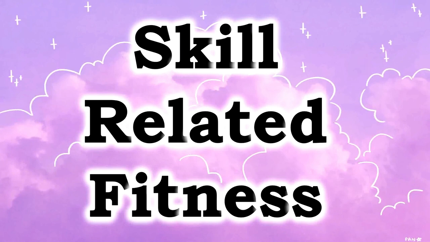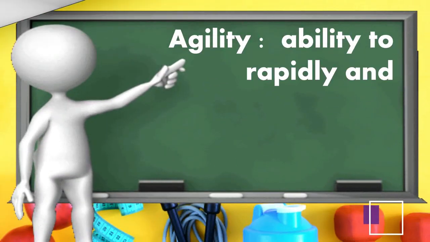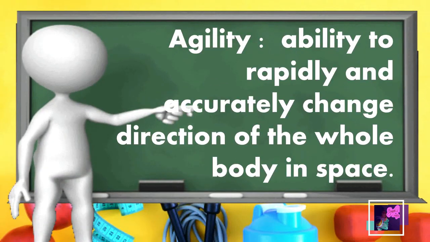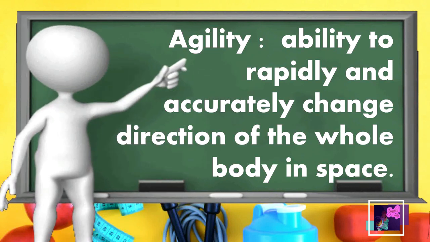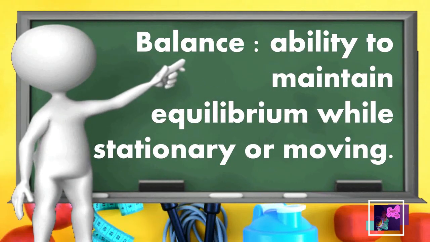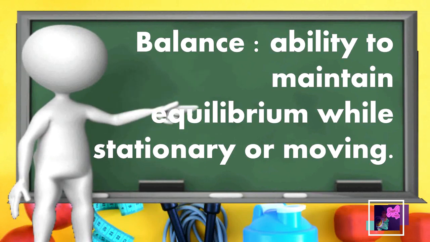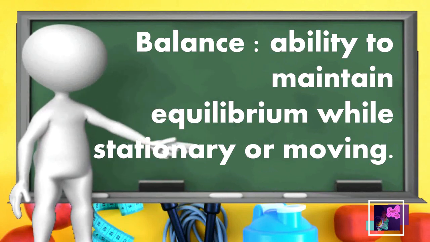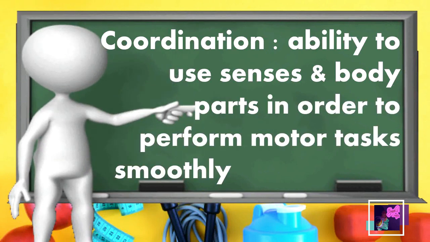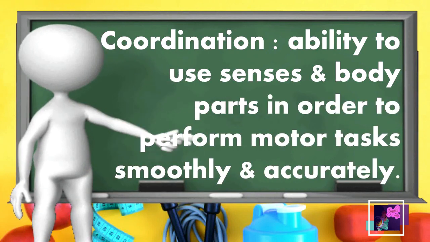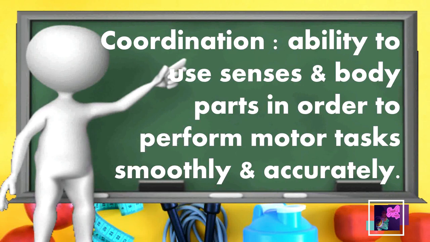Skill-related fitness. Agility. The ability to rapidly and accurately change direction of the whole body in space. While balance is the ability to maintain equilibrium while stationary or moving. Coordination is the ability to use senses and body parts in order to perform motor tasks smoothly and accurately.